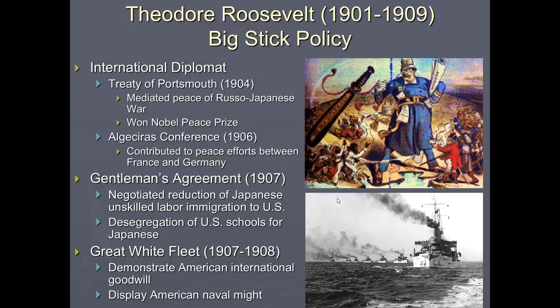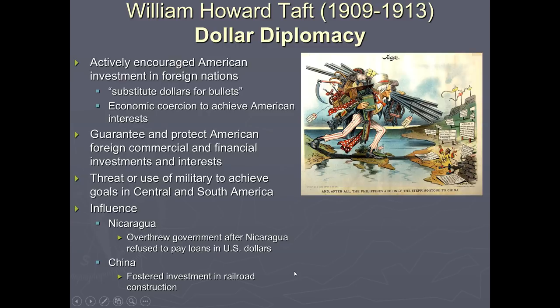And then here's more on the big stick policy. He'll build up our Navy and the Great White Fleet, which is basically a worldwide tour to demonstrate our goodwill, but also display our power. William Taft and his dollar diplomacy encouraged Americans to invest in foreign nations.